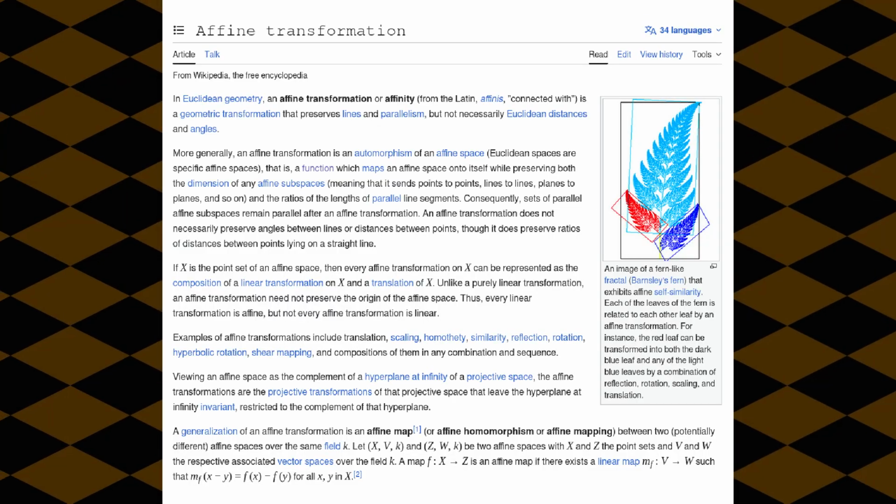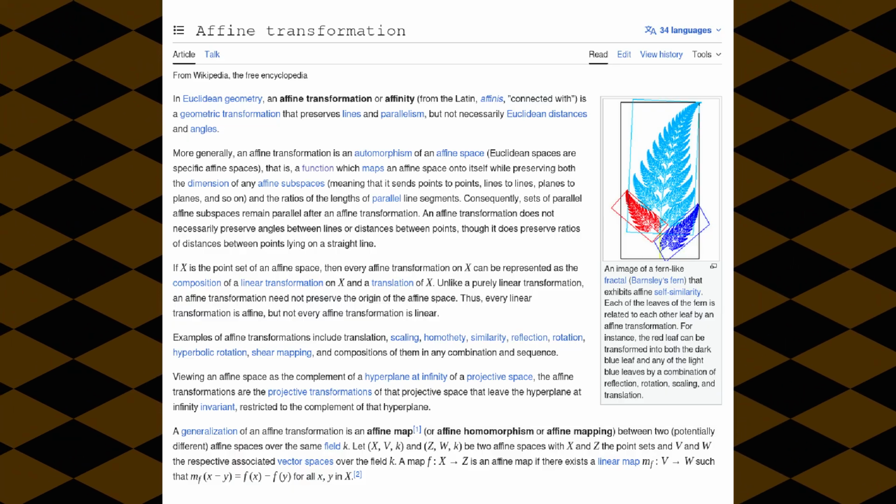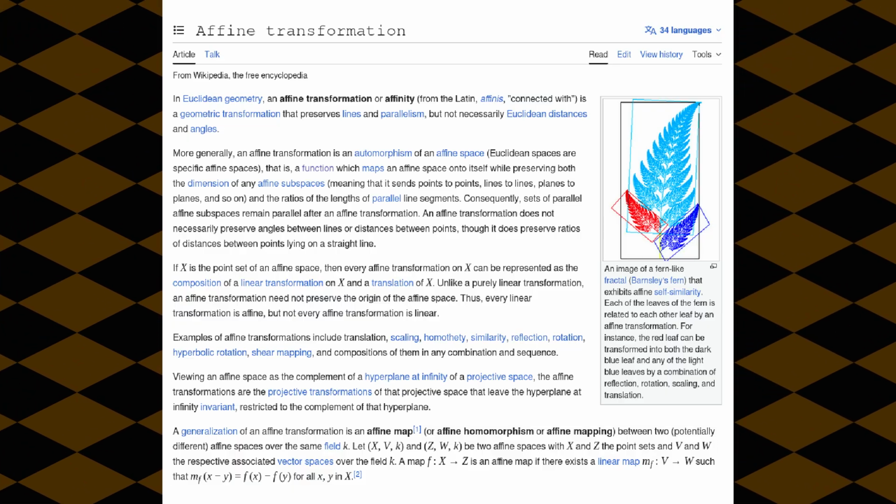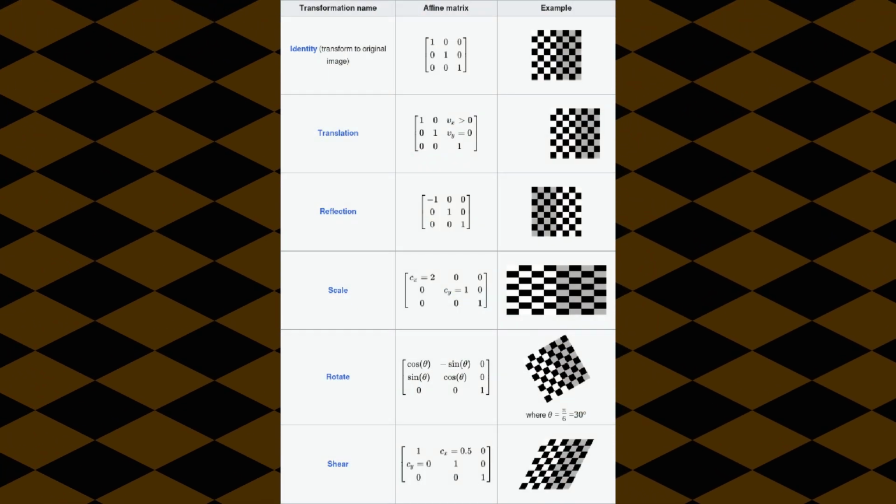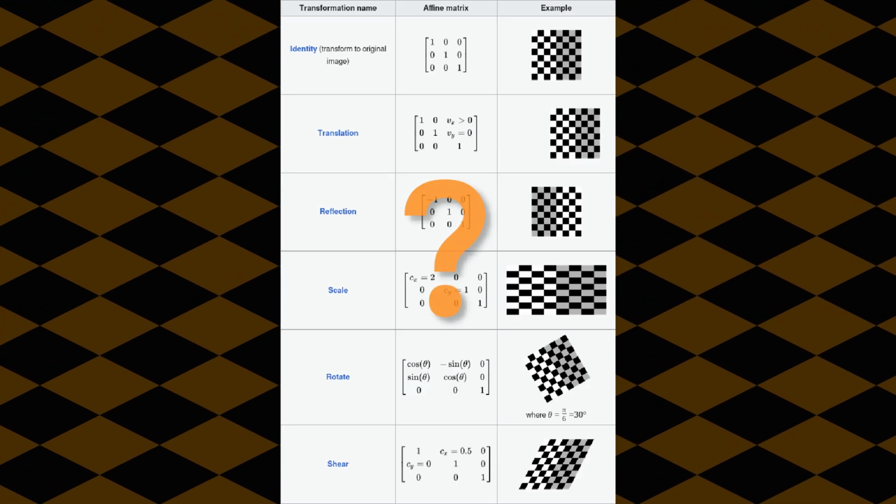To preserve parallel relationships means to have an affine spatial transformation. So the affine transformations are what we're looking for here. And the way of transforming coordinates from one space to the other is very simply achieved by just multiplying coordinates with some matrix. But which matrix? That's what we're going to figure out today.